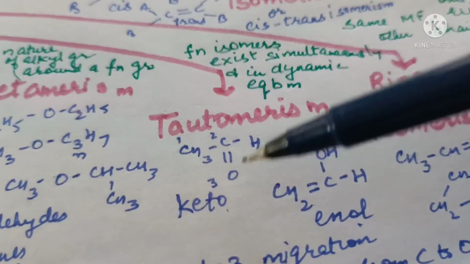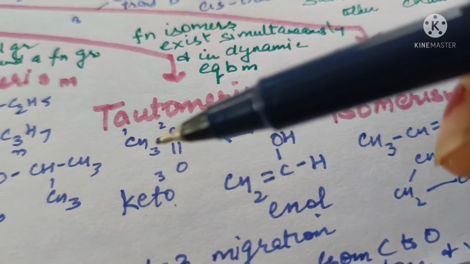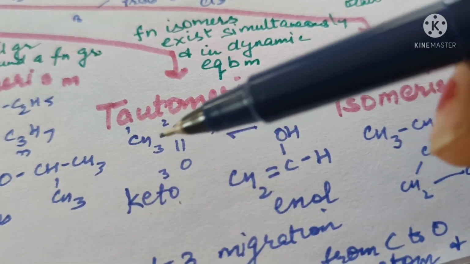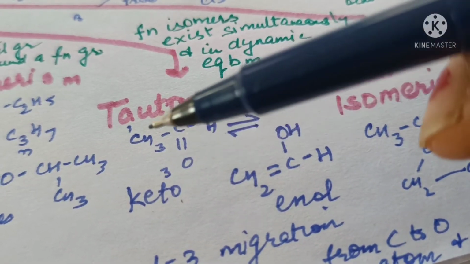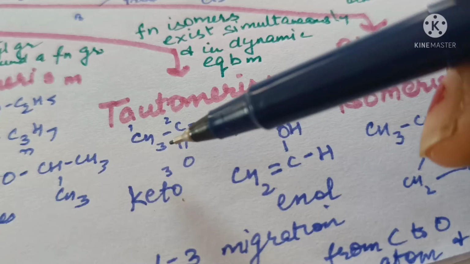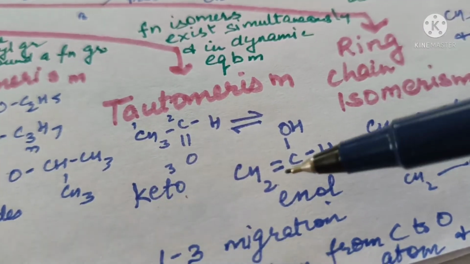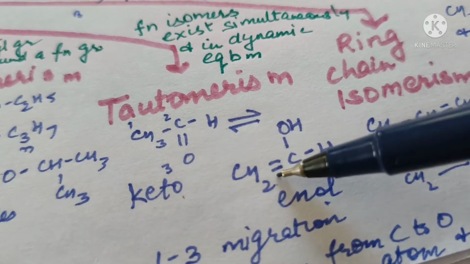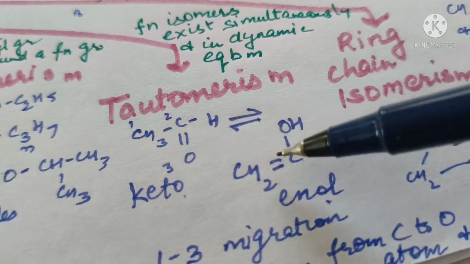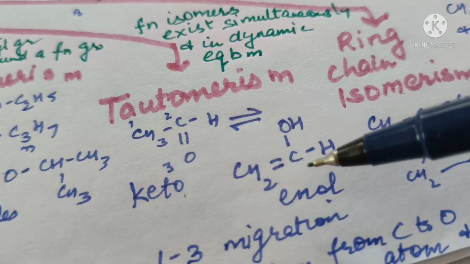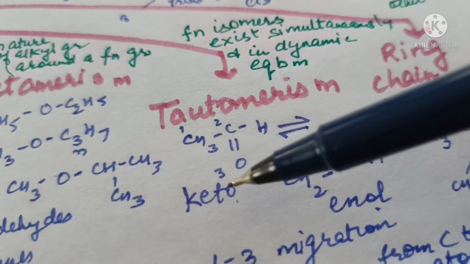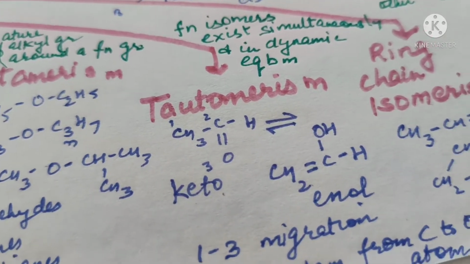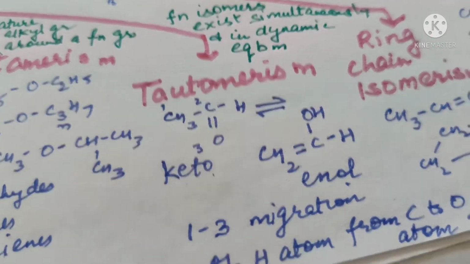The difference arises in the migration of electrons and hydrogen atoms. Hydrogen atom from the first carbon moves on to the third atom, oxygen. Hydrogen will move here and the double bond will move here. So a double bond arises over here and O turns into OH. So this has a double bond, ene, and the functional group OH, that is ol, so it's an enol, whereas this is an aldehydic group. We can also have a ketonic group present in tautomers.